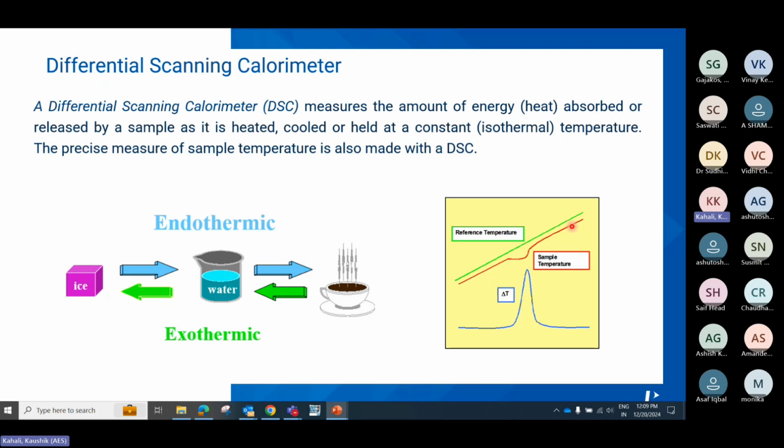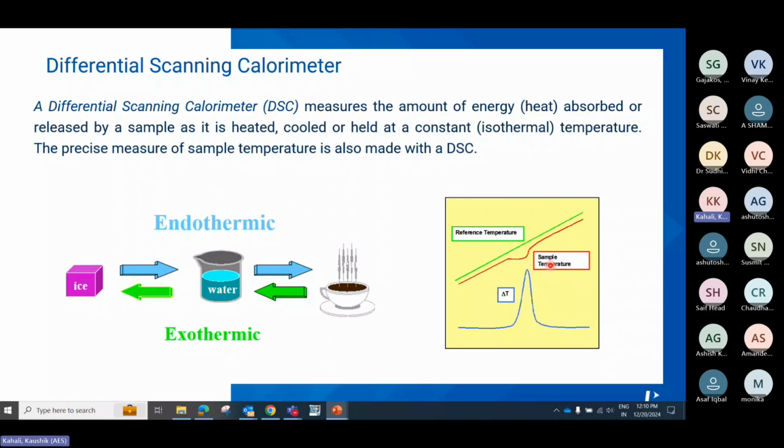But in the pan where the sample is, some changes may occur in the sample. If any transition happens, like glass transition or melting, these are endothermic changes where the system will take the heat in, and there will be a change of temperature. The temperature will rise. Immediately there is a temperature sensor which will measure the difference between the reference temperature and the sample temperature.